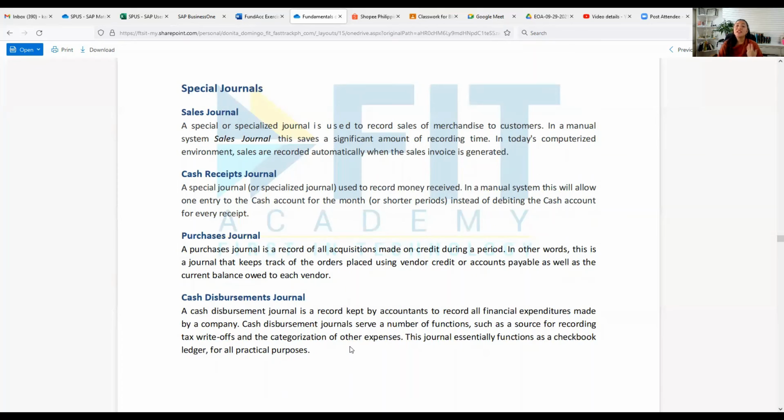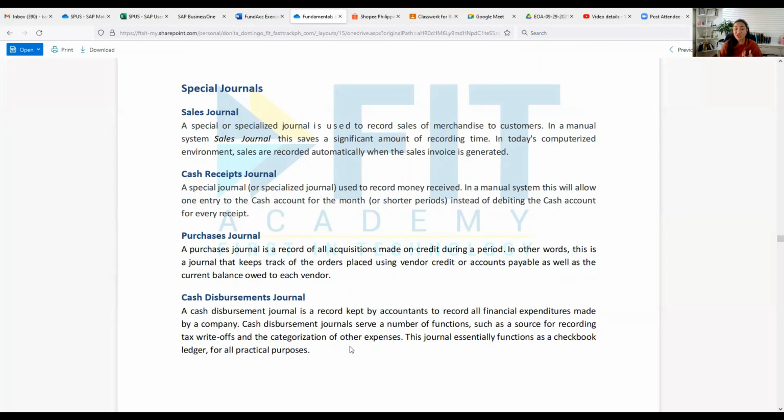Another journal is the purchases journal. A purchases journal is a record of all acquisitions made on credit during a period. In other words, this is a journal that keeps track of the orders placed using vendor credit or accounts payable, as well as the current balance owed to each vendor.